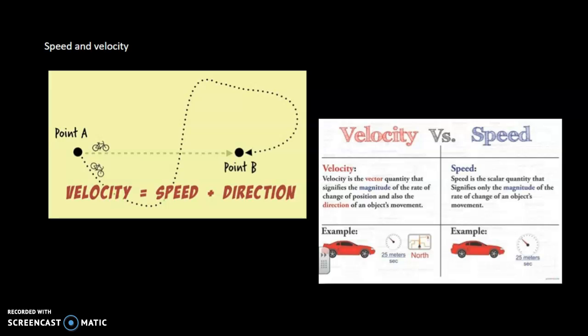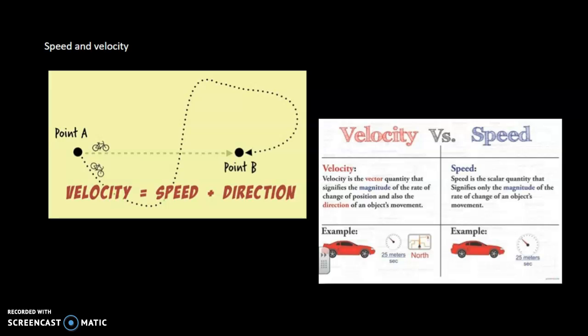For example, how fast an Olympic rowing crew travels over a 2-kilometer course from start to finish. Speed is the rate of change of distance and is a scalar quantity, such as kilometers per hour or miles per hour. The formula to calculate speed is speed equals distance divided by time.